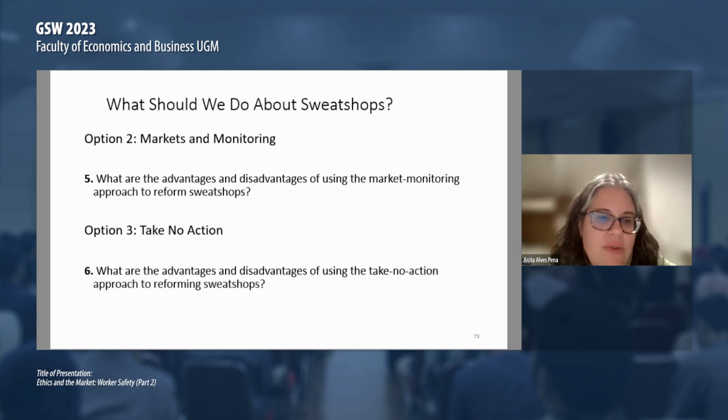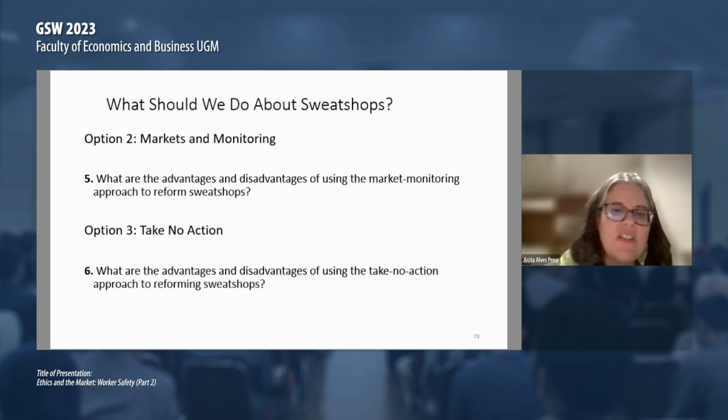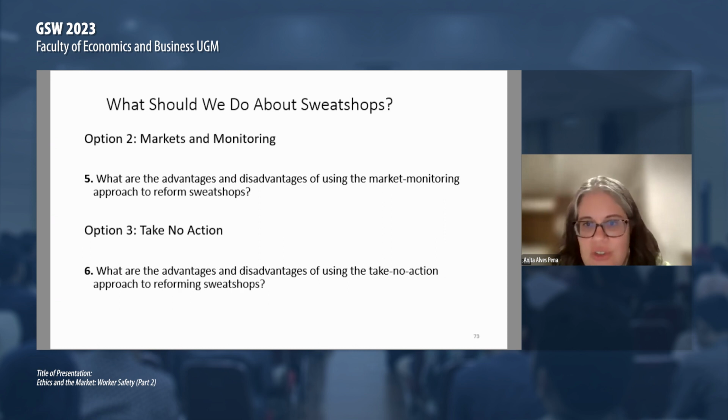So we can definitely go through a list of possible advantages and disadvantages of that approach, as we could for the third case, the idea of taking no action. We could do the same type of thought experiment. For the take no action approach, an advantage is that an action might harm sweatshop workers. There are going to be winners and losers from any action or lack of action.